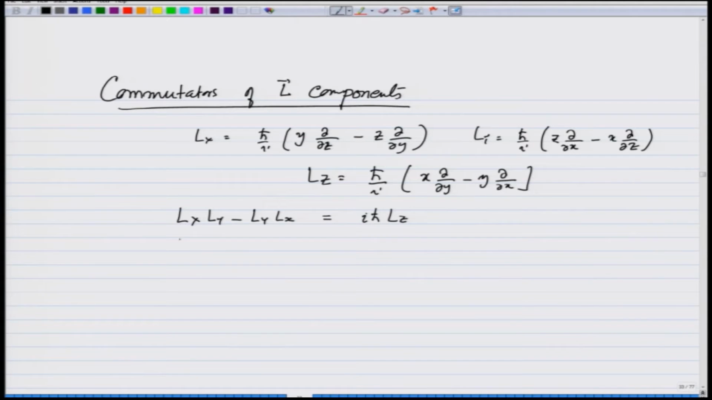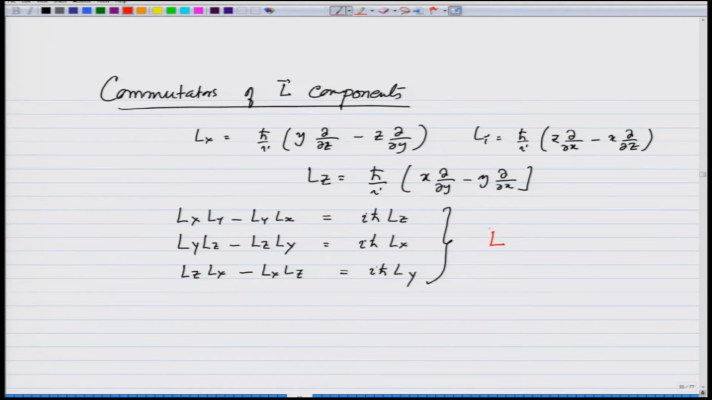And the cyclic combination, so LyLz minus LzLy will come out to be iħLx, and the next cyclic combination is going to be LzLx minus LxLz, which is going to be iħLy. All this can be combined to write together as L cross L, keeping the order of operators correctly, is going to be iħL again.